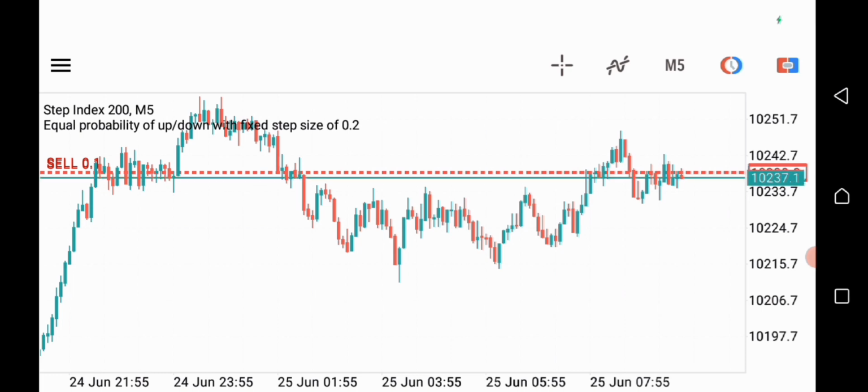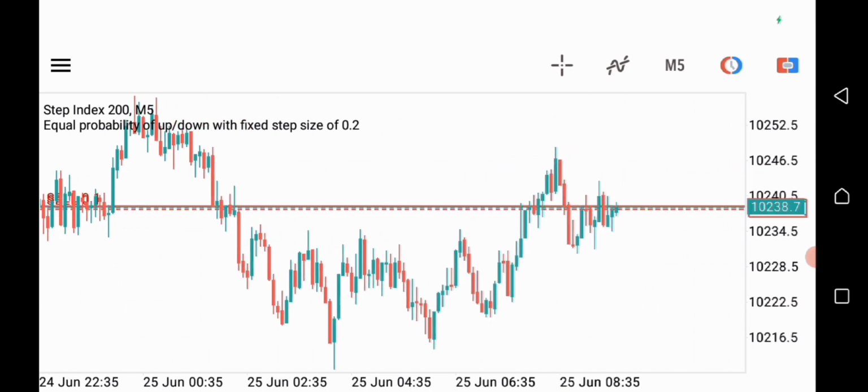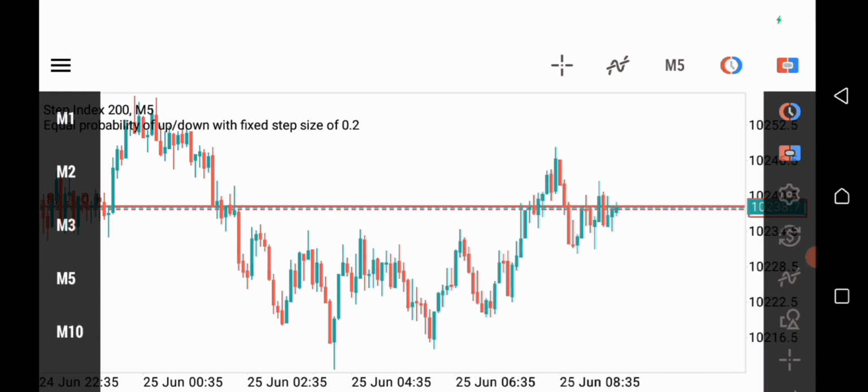This is step index 200. This psychological level also works in all the markets, both crypto, any market at all. But on today's video I'm going to be focusing on step index, that's step index 200. Now let me go ahead and put the psychological levels.